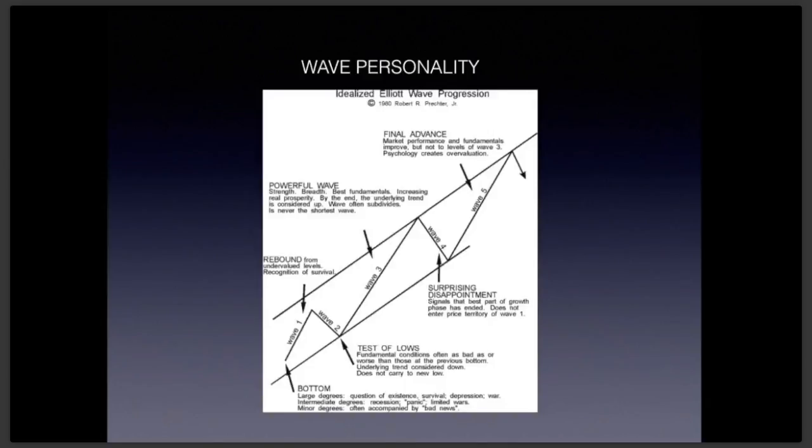So this is where a lot of short sellers will get trapped. They thought the markets would just drop lower, and in fact it rebounded from wave 4 to wave 5. Wave 5 will be the final wave higher, the terminal push into new highs. Market performance and fundamentals improve, but not to the levels of wave 3. Psychology creates overvaluation. So at wave 5, it's a little bit dangerous to buy stocks at this level, because we could have a pullback marking an end of this overall trend.